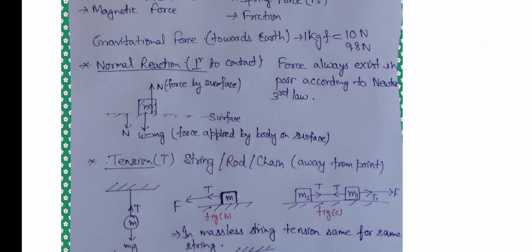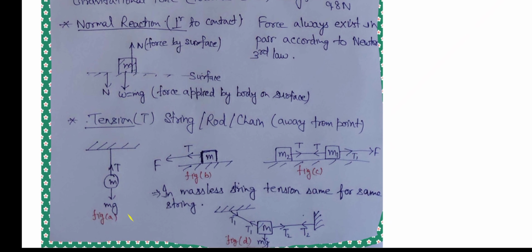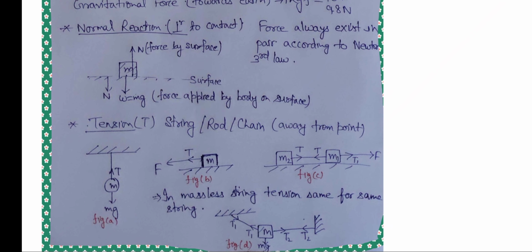Now we will discuss tension. Tension we see generally in a string, rod or chain, and it is always directed away from the point. Like if we take an object, you can see in figure A, an object of mass m, and here we will always treat it as a point mass, with a massless string. So here we have taken mass m in figure A. Now we have to draw the FBD.